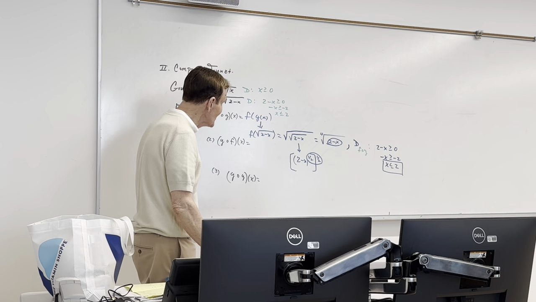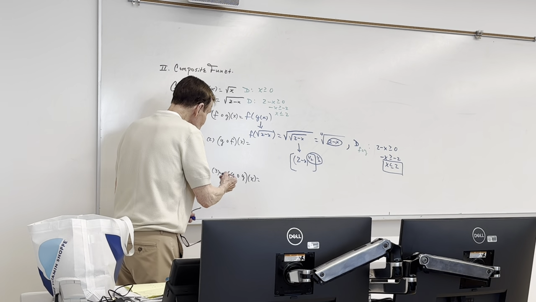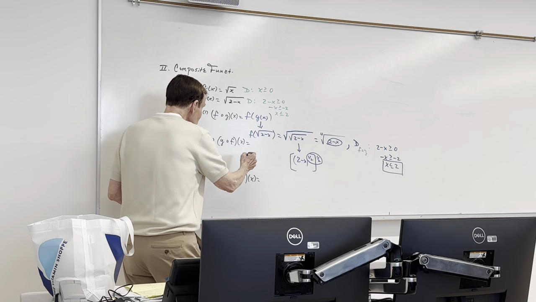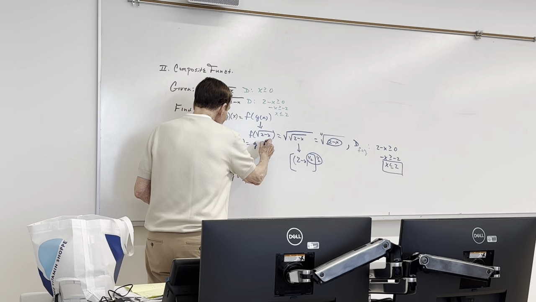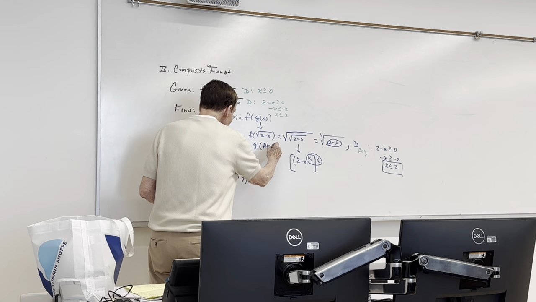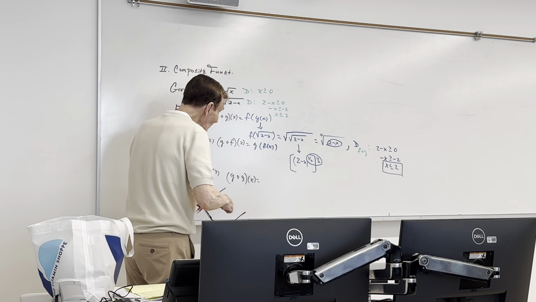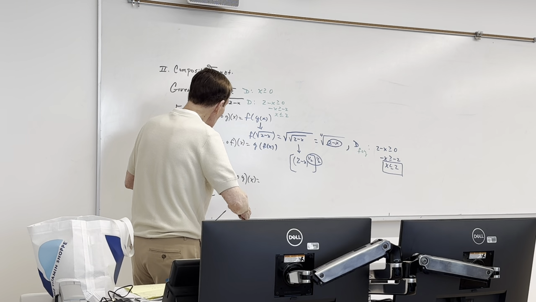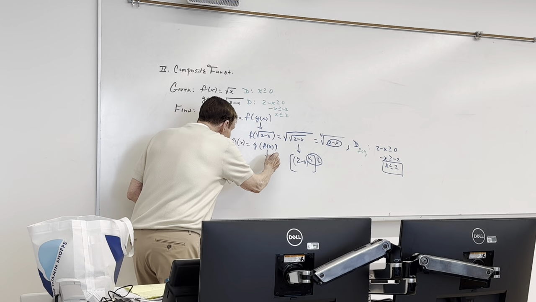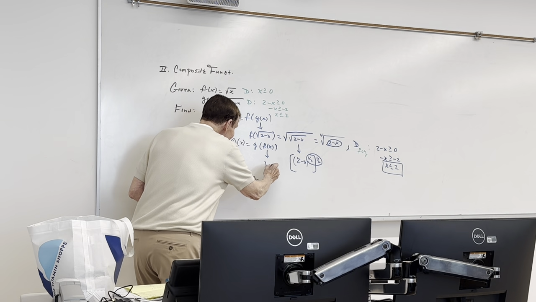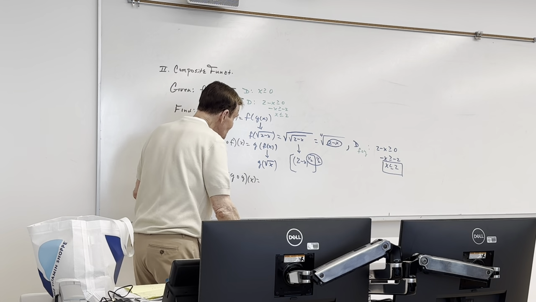Now let's find the next one. The next one says G circle F. Guys, here goes. This means G of f of x. To find these is fairly easy, which means f of x was given to me as this, and you're asked to find g of that.